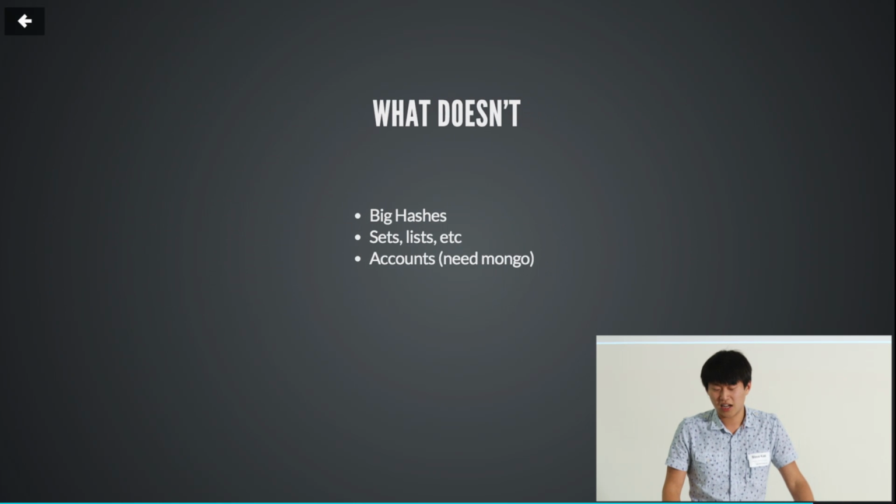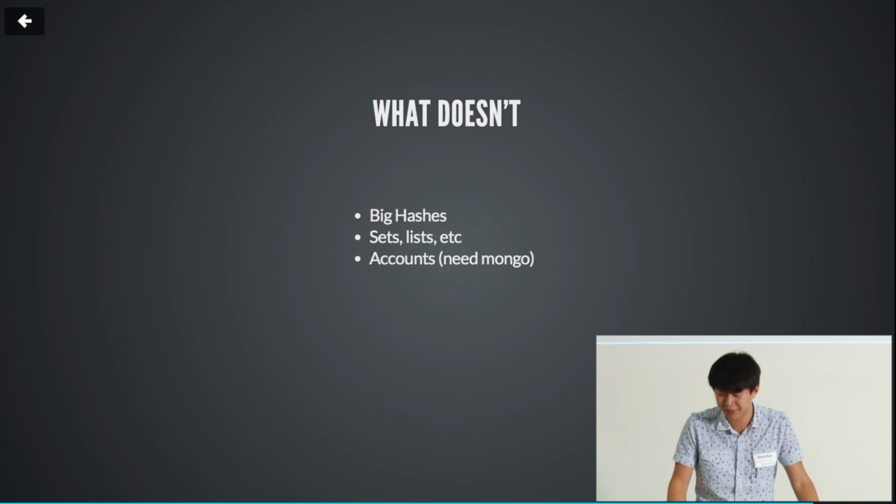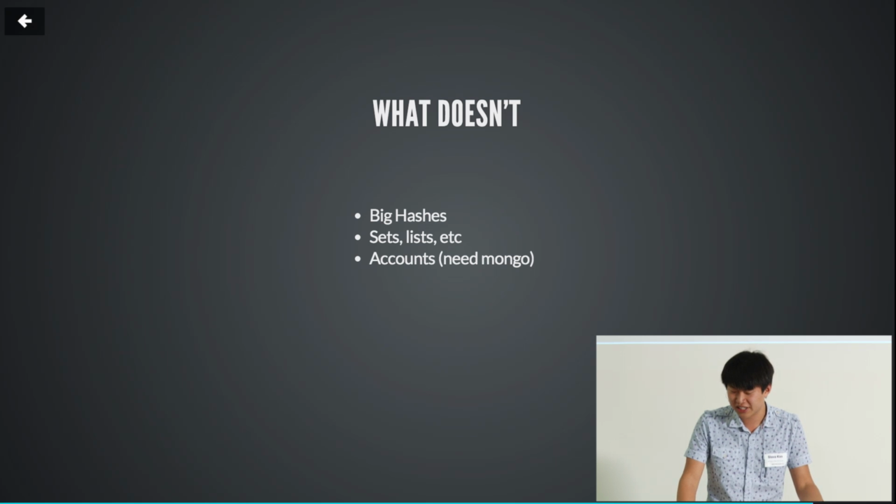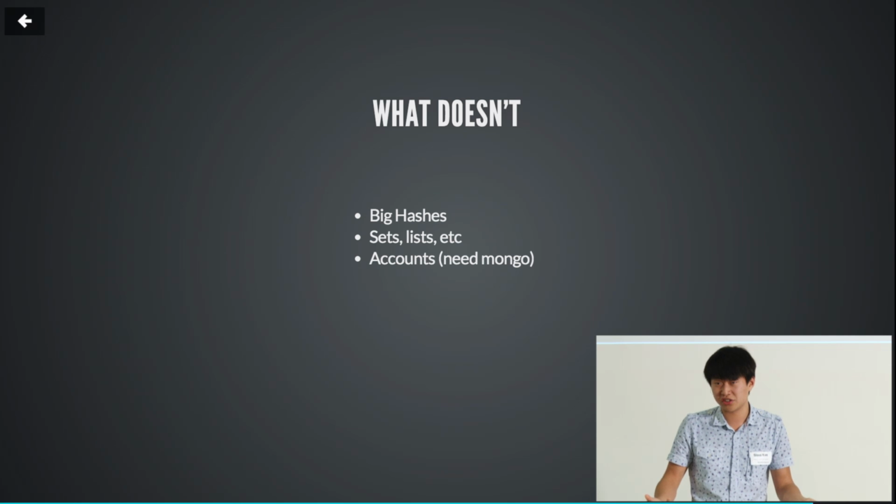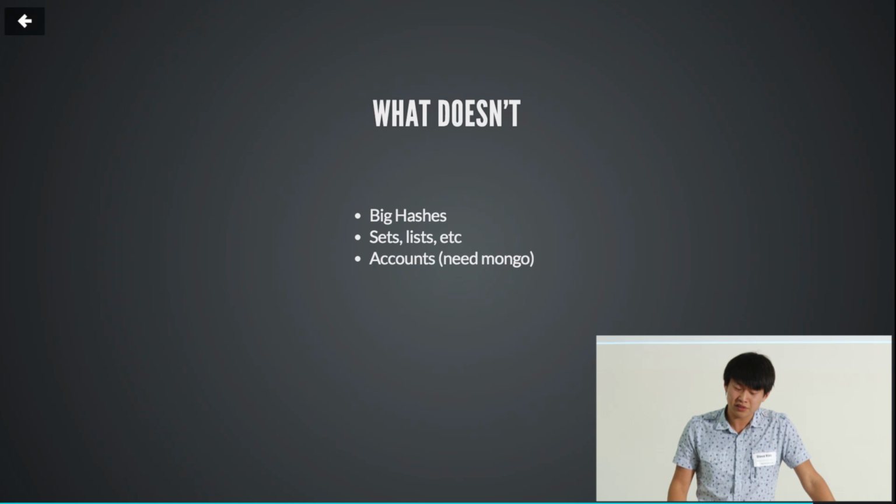What doesn't work? As I said, you probably don't want to push giant data sets to the client anyway, so we didn't even bother implementing different data structures and big hashes. Every time some hash changes, it will send the whole hash to the client without diffing. And we didn't implement accounts because accounts is very Mongo specific at this point. So if you want to have an advanced account system with password recovery, emails, and OAuth support, you would need to use Mongo probably. But all operations on Redis still would be fast.